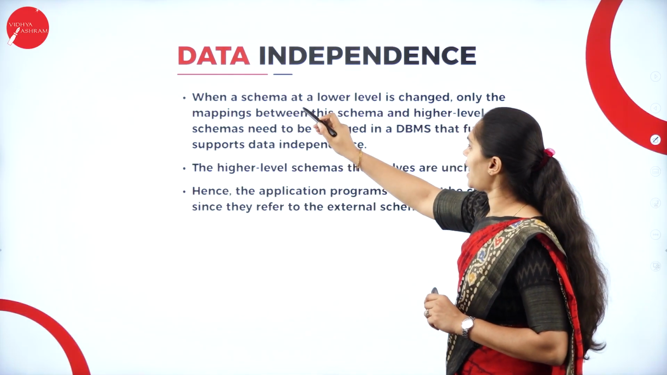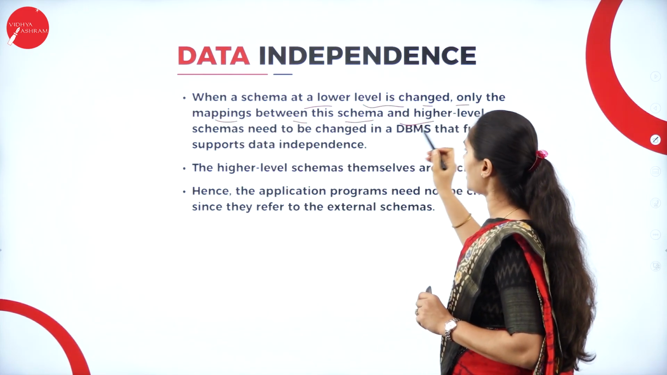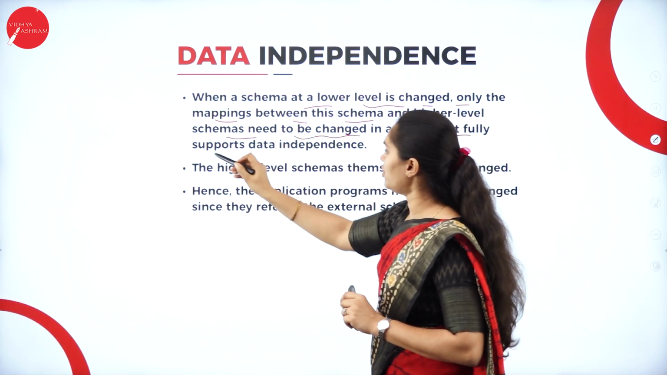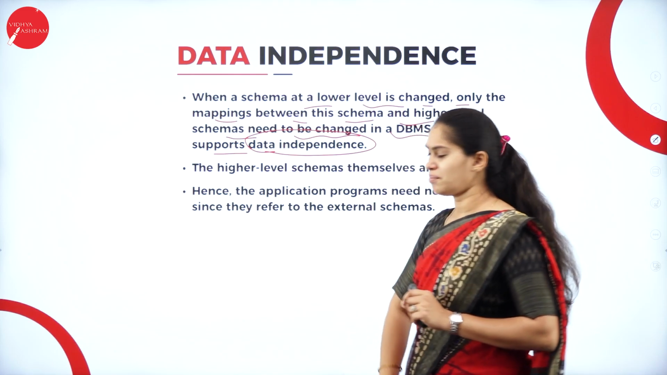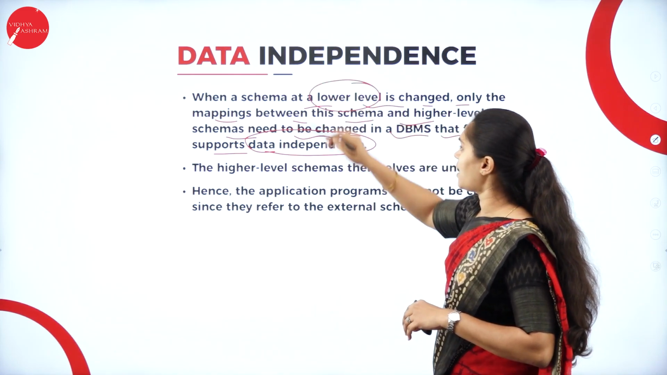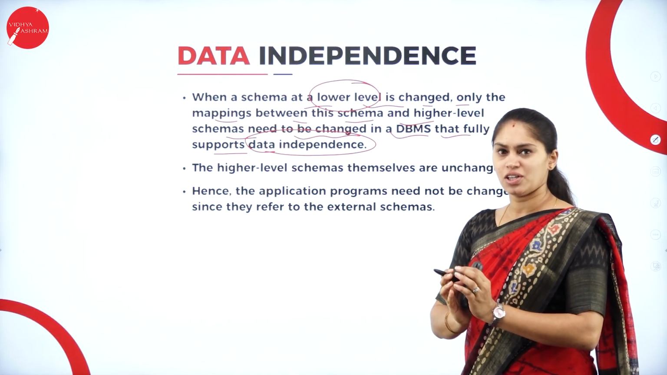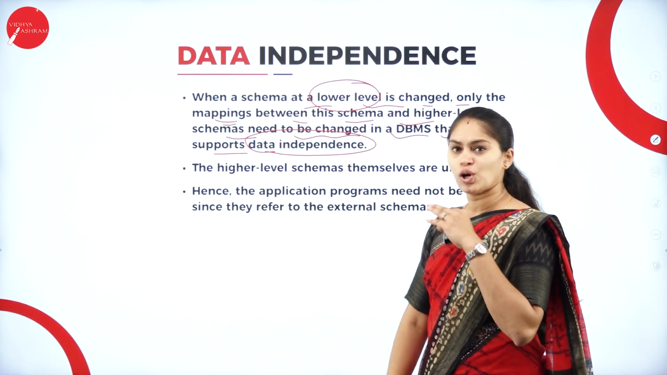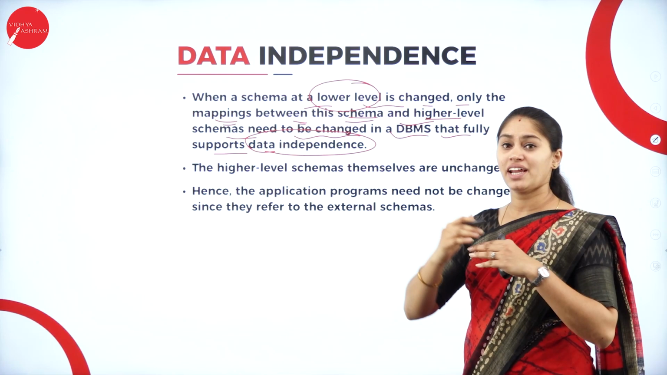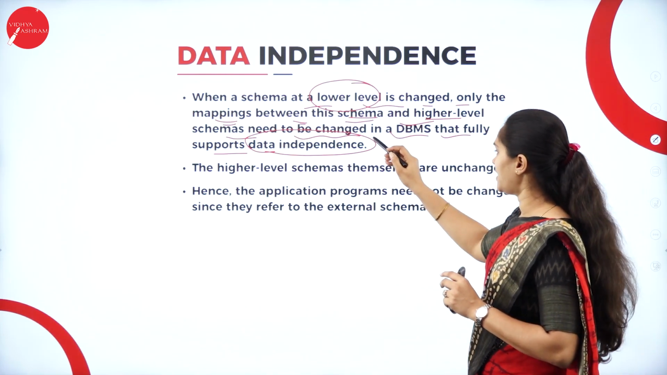When a schema at a lower level is changed, only the mapping between this schema and the higher level schema needs to be changed in a DBMS that fully supports data independence. So when I change the content of my lower level, for example the physical or internal level, only the mapping between that schema and the higher level schema needs to change, and it should not affect any other content in the DBMS.